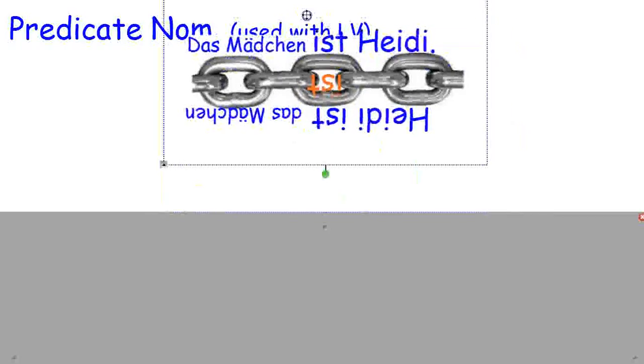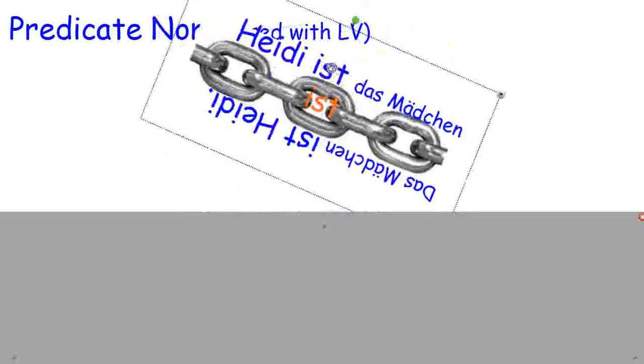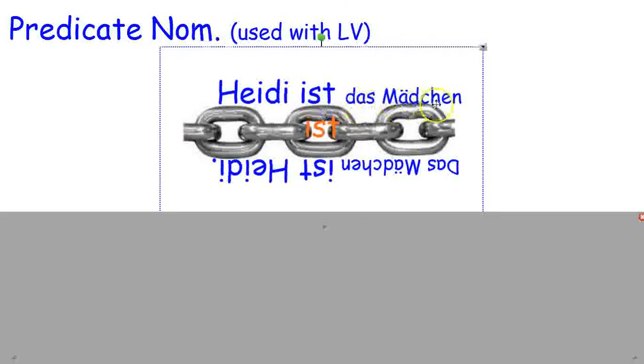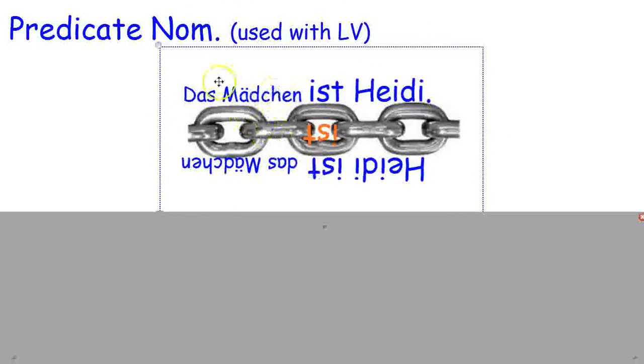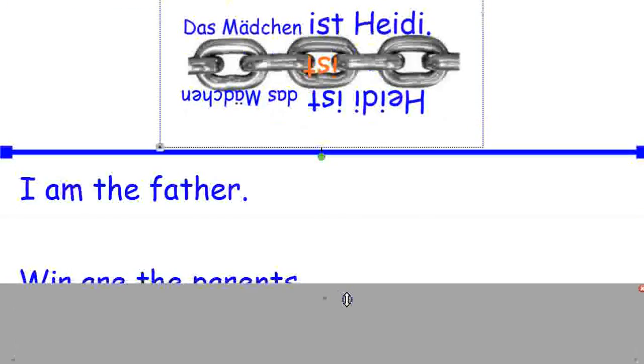Okay. If I flip it back the other way, the girl is the predicate nominative of the sentence. Heidi's the subject, predicate nominative. Flip it back around. Now, das Mädchen is the subject, and Heidi is the predicate nominative. If you have adjectives, then the predicate adjectives, and that's a story for another day. Now, putting these into practice.